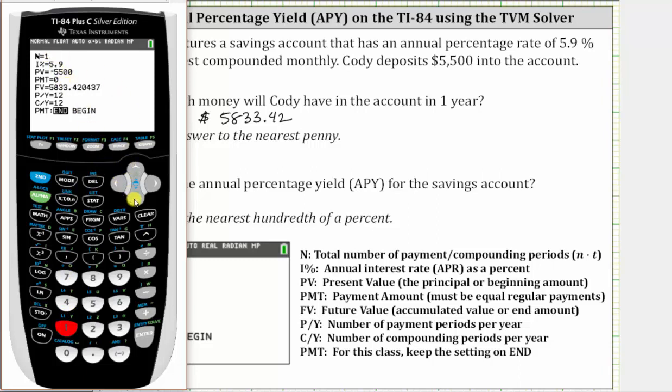We're going to be solving for the interest rate, so we'll come back to this. PV, our present value, is still negative 5,500. Payment is still 0. The future value stays the same, but we have to change payments per year and compounds per year both to 1. So we press 1, enter, and both change to 1. And now we go back up to the interest rate, which is the second row, and press alpha enter, which will give us the APY, which to the hundredths of a percent is 6.06%.